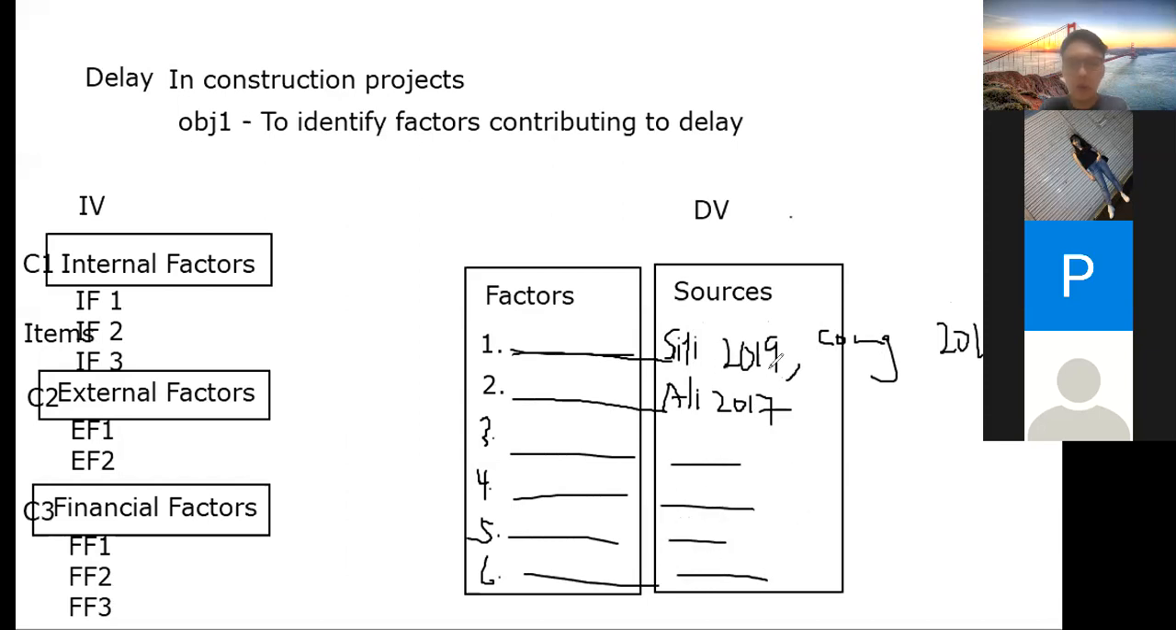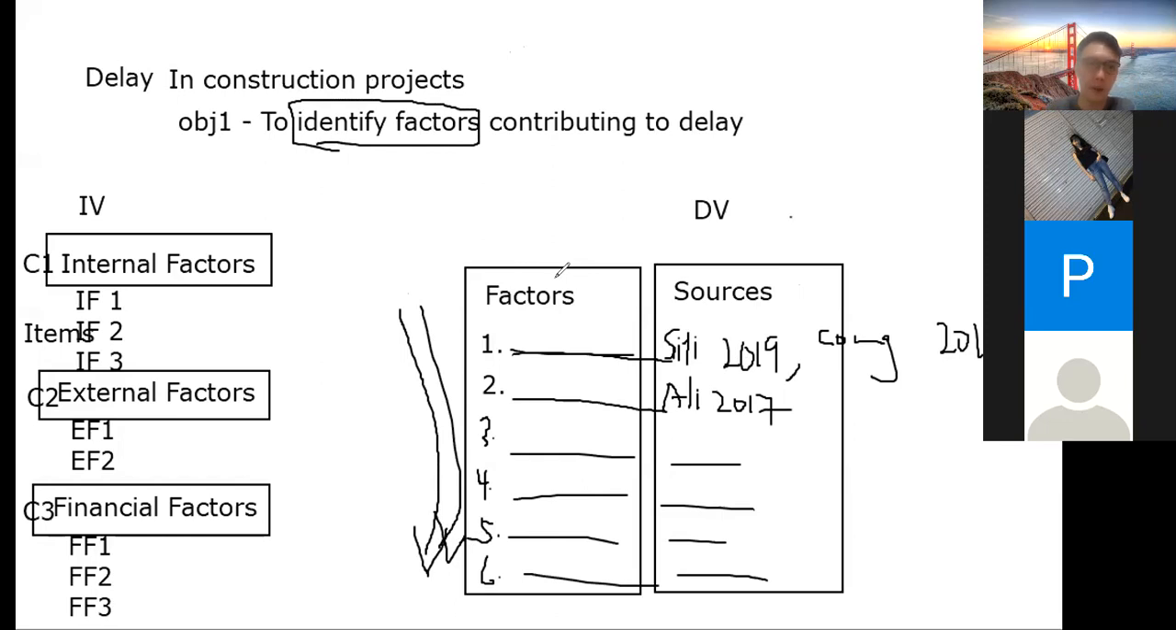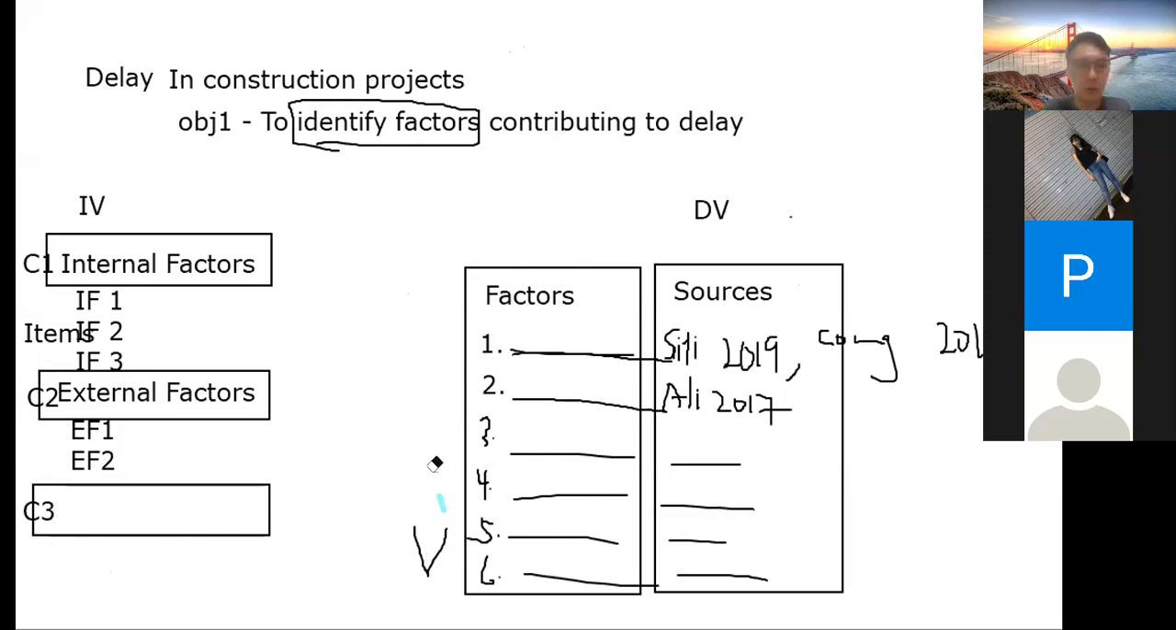The reason why you do this is that if you cannot list your factors for objective one, then your study cannot proceed. Correct or not? Your objective one is to identify factors. If you cannot find factors, your study cannot proceed. So list down all the factors in an Excel sheet. This is your next job.